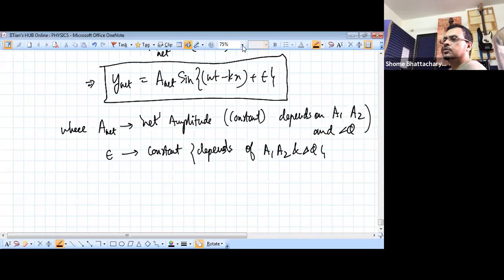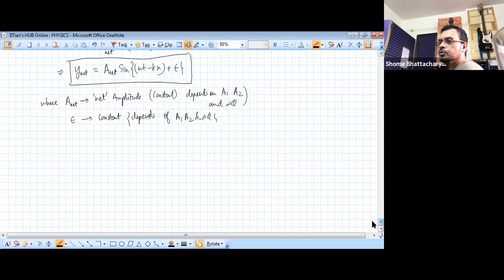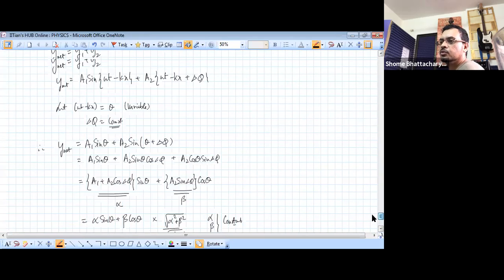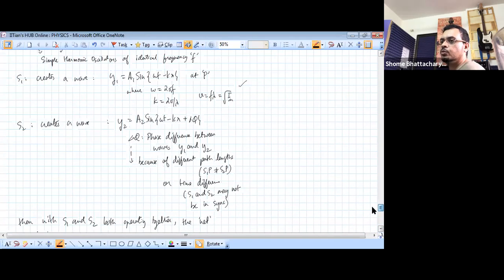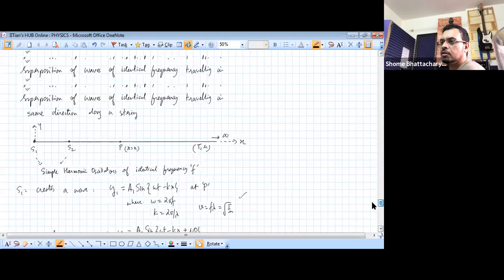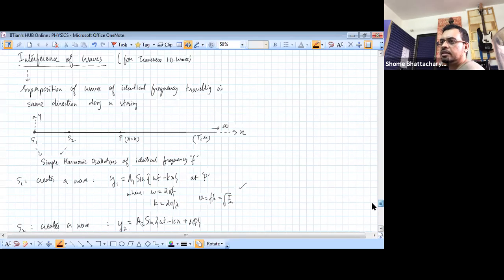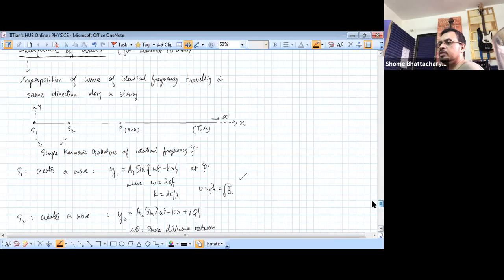So this should be a repeat of what we've learned in the superposition of SHMs. Only there, there was only an omega t term inside the bracket. Here it is kx minus omega t, or omega t minus kx. That kind of thing. So just understand this whole part. We'll take a couple more minutes and finish the solving at the end.